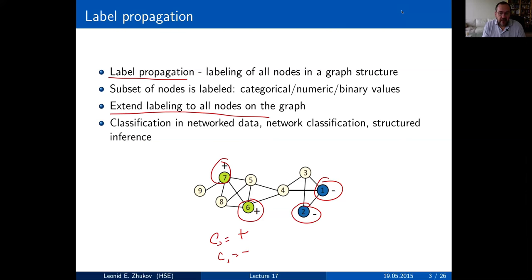The question is, for this to work, we need to make some very important assumption about nodes connected by edges. So what do you think the assumption should be? When can we actually propagate or spread labels? What is the key assumption we need to make for any label spreading approach to make sense? What do we need to assume about two nodes that are connected by an edge?